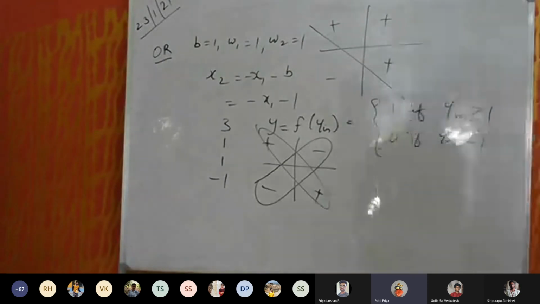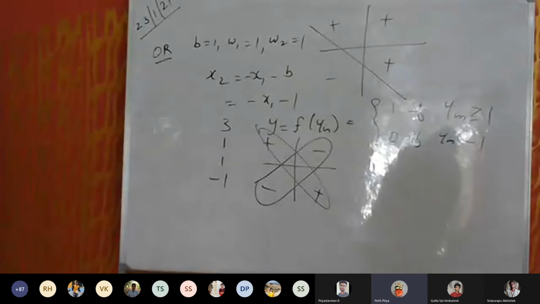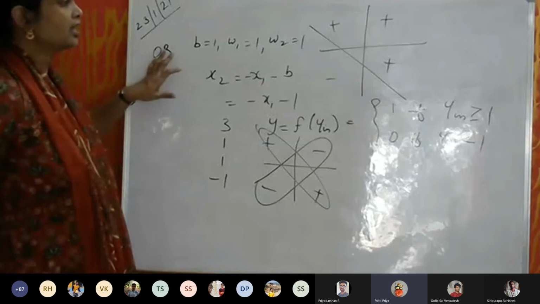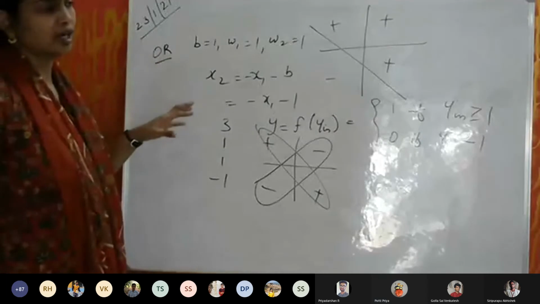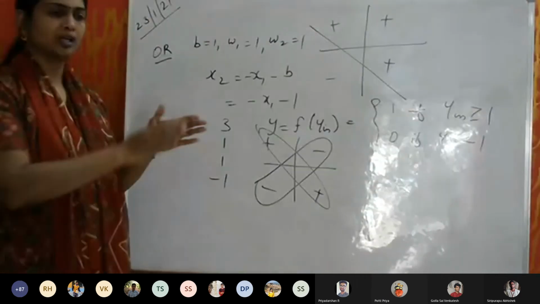Ma'am, on what basis are we choosing the B value? Am I audible, ma'am? Yeah, you are audible to me. B value, how we are choosing, ma'am? Actually, B value is chosen as 1 or minus 1 only. Here, in this case and OR, we have chosen in such a way that it is giving us the output.